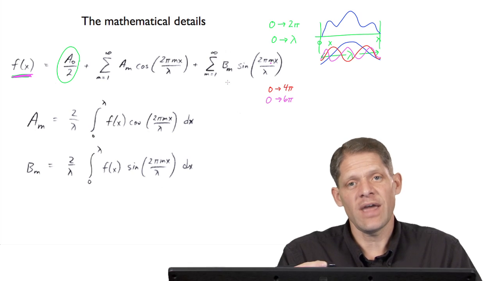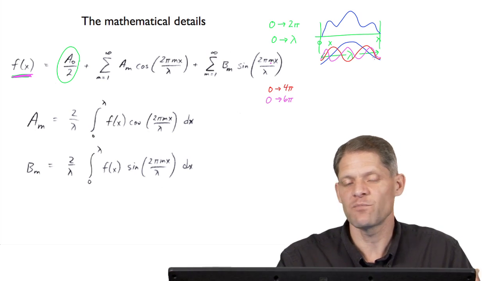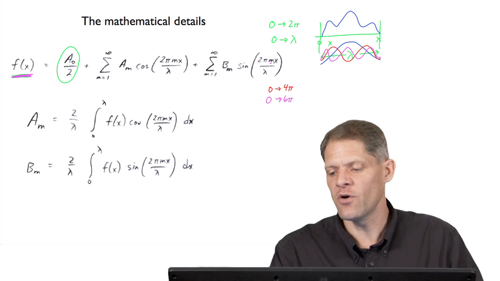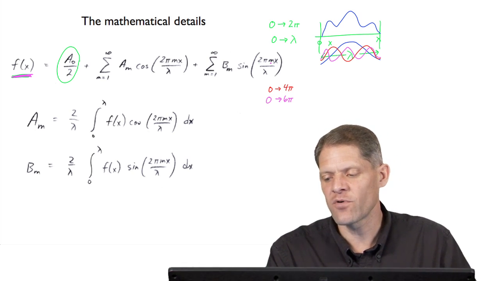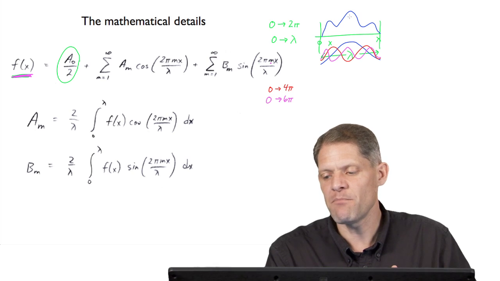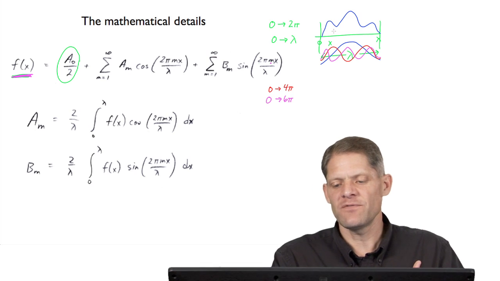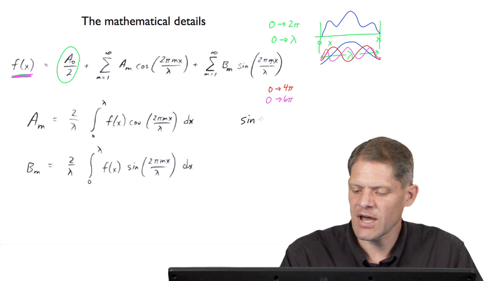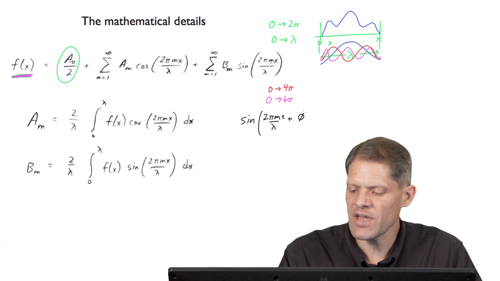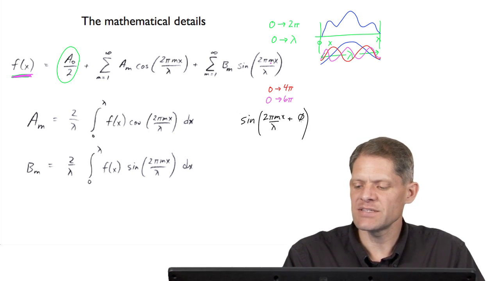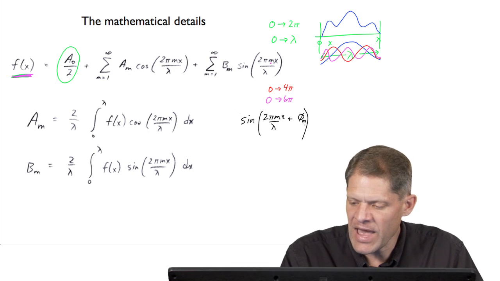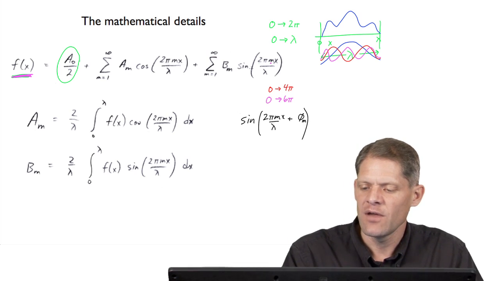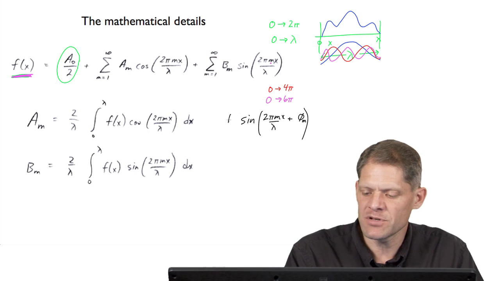In addition to having its own amplitude, saying how much of each wave is present, each one also has its own phase shift, which would slide it back and forth, left or right, as necessary to match the original function that's being decomposed. Now, this phase shift can be introduced as a phase term. I could have written that equation as sine of 2 pi mx over lambda plus some phase shift, a phase shift sub m, because each of the sine waves would have its own phase shift and its own amplitude.